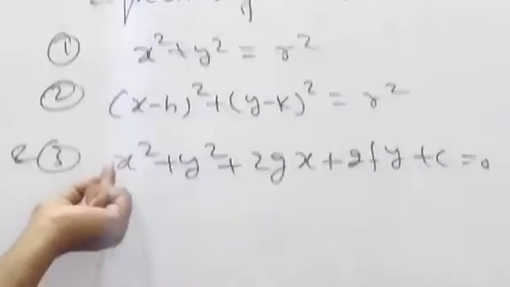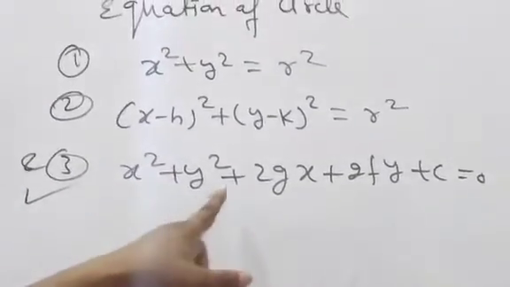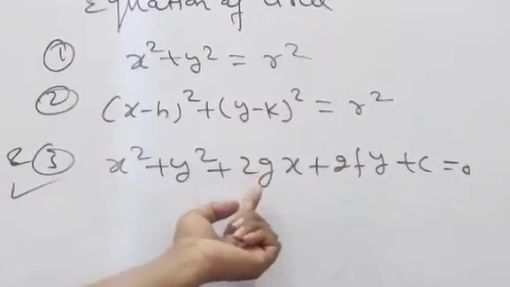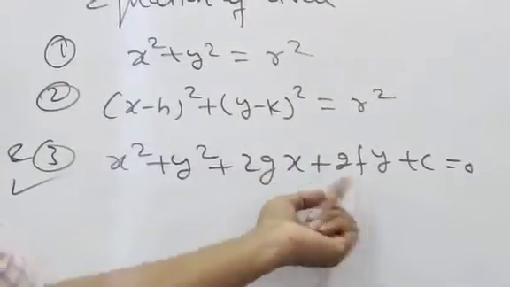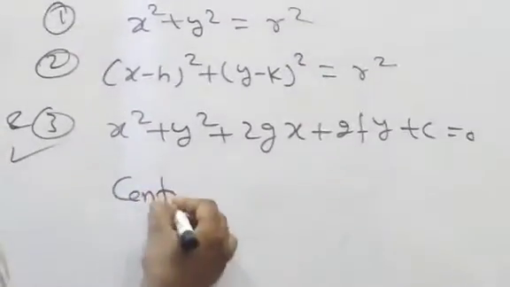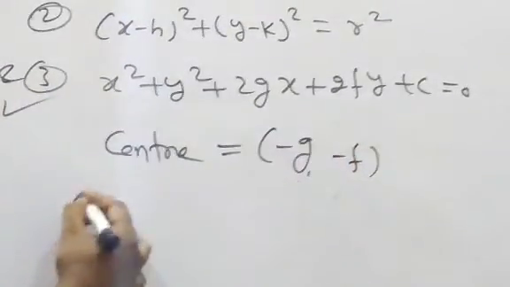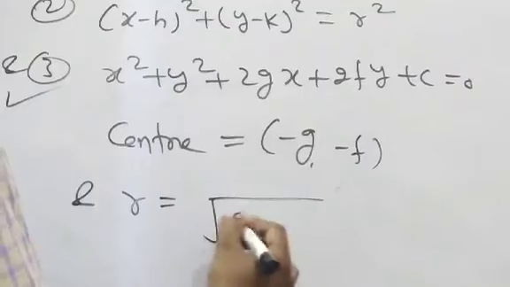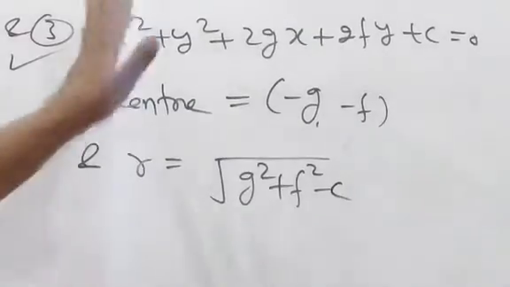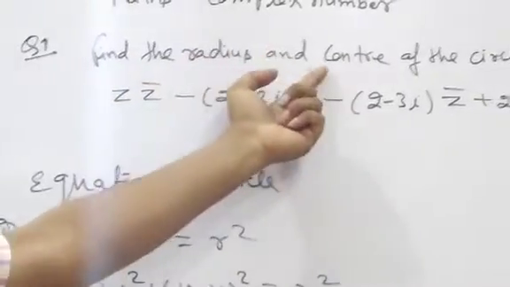And the third formula is very important, which you have to study. x square plus y square plus 2gx plus 2fy plus c is equal to 0, where g and f are related to the center of circle. Clear? Then here center is equal to minus g, minus f, and radius is equal to under root g square plus f square minus c. It is clear? With the help of this formula, we have to find the radius and center of the given circle.